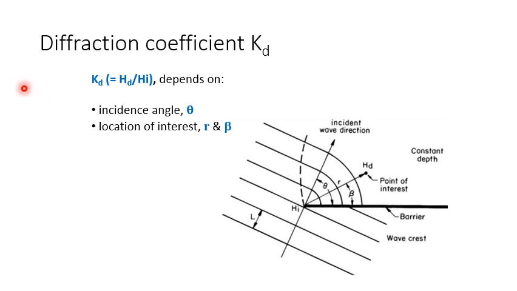So the diffraction coefficient is then defined as the diffracted wave height over the incidence wave height, and we can be quite certain that the diffraction coefficient is always less than 1, which means that the diffracted wave height is definitely always smaller than the incidence wave height.